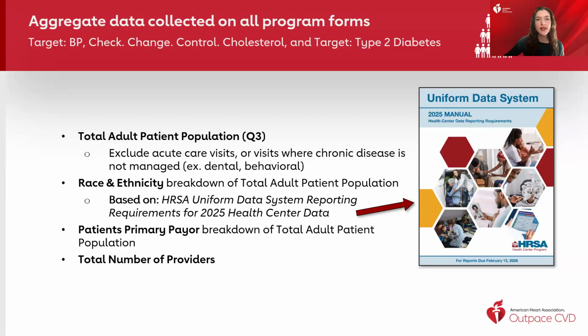Then we'll ask for a breakdown of that total population by race and ethnicity. This is based on a simplified version of Table 3B from the HRSA Uniform Data System reporting requirements for 2025 health center data. We'll also ask for a breakdown of that total patient population by the patient's primary payer. And we'll also ask for your total number of providers.